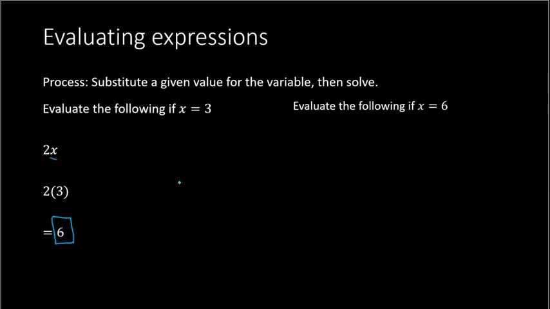Now if you're told to evaluate the following if x equals 6, and you were told 3x minus 5, what you do again to evaluate is plug in the 6 in place of x. So instead of 3 times x, again remember the 3 in the front means multiply, we would now have 3 times 6. So 3 times 6 minus 5 gives you 18 minus 5, which would equal 13. So your solution for this one would be 13.